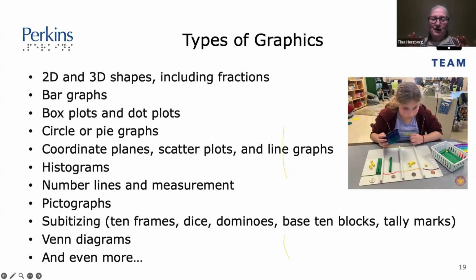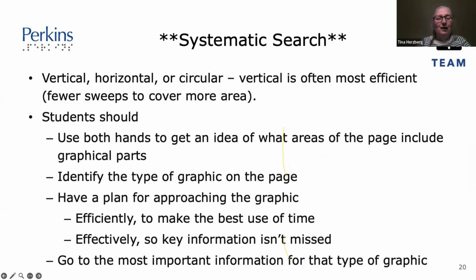That's any time that we can immediately recognize, oh, wait a minute, it's a 10 frame and there are 5 markers or tokens, then I know automatically I have 5 and that means if I had 5 more, I would have 10. Venn diagrams and much more. So it is really important that we have a systematic search, because depending on what kind of graphic.